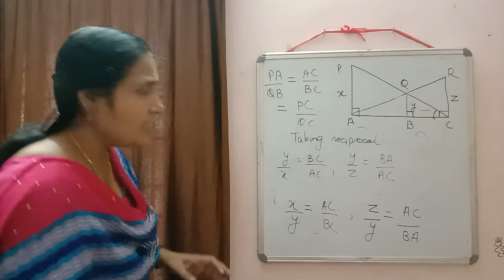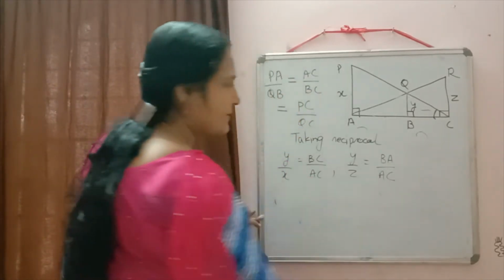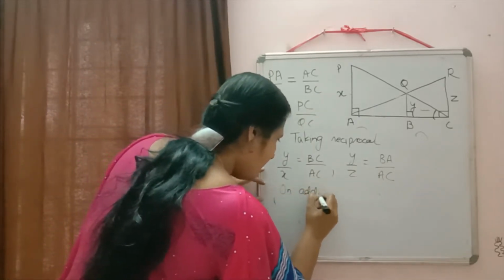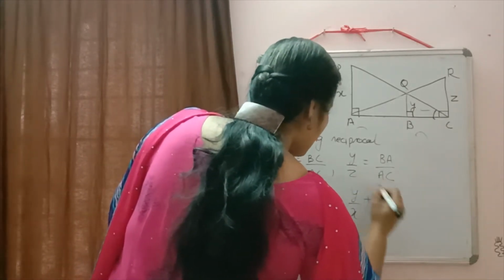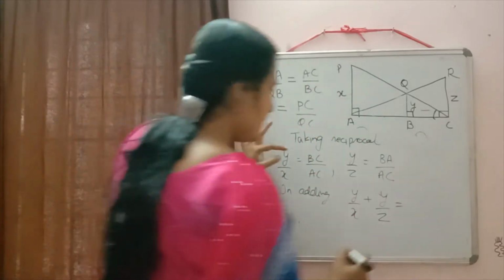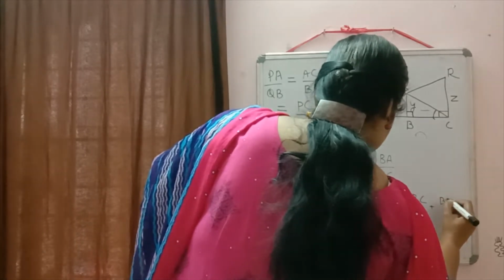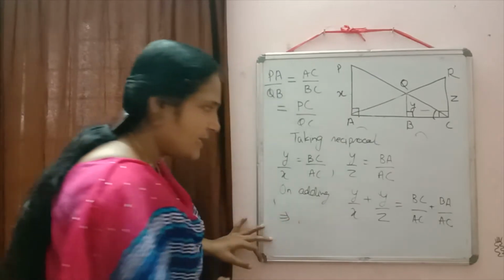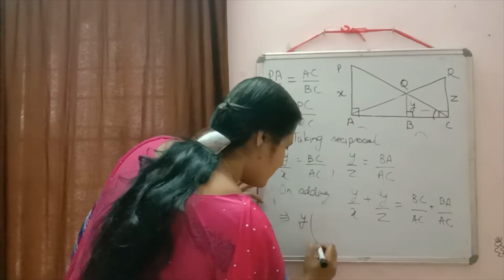Now in the proof, we need 1 by X plus 1 by Z. So what we will do? We'll add these two. So just write down there, on adding. So we will check what will come. Y by X plus Y by Z. Left hand side will be added separately. In right hand side, what will come? BC by AC plus BA by AC. In the left hand side, anything is common? Yes, Y is common, so we have taken it outside.